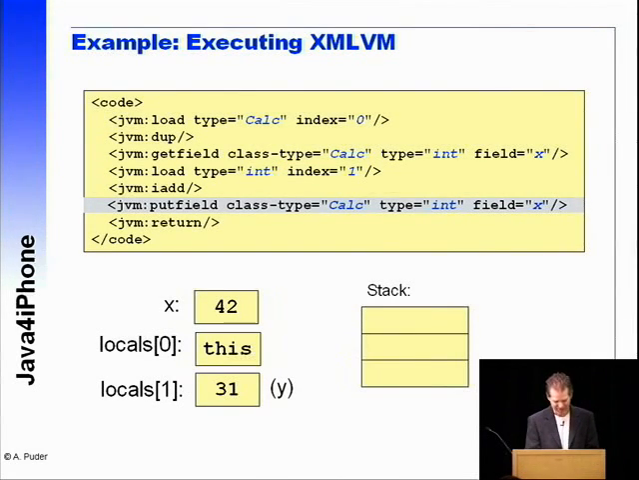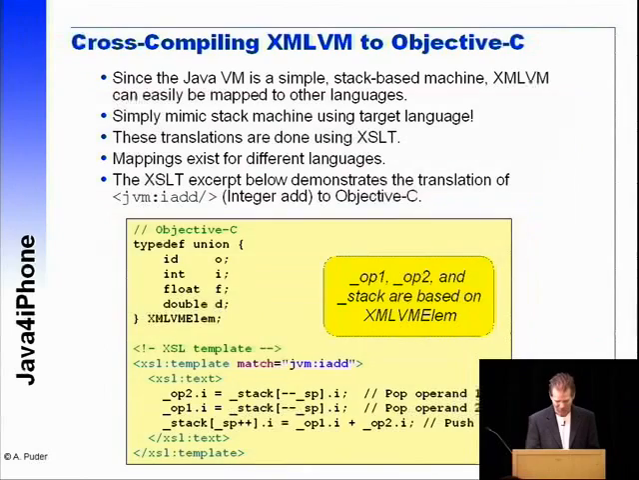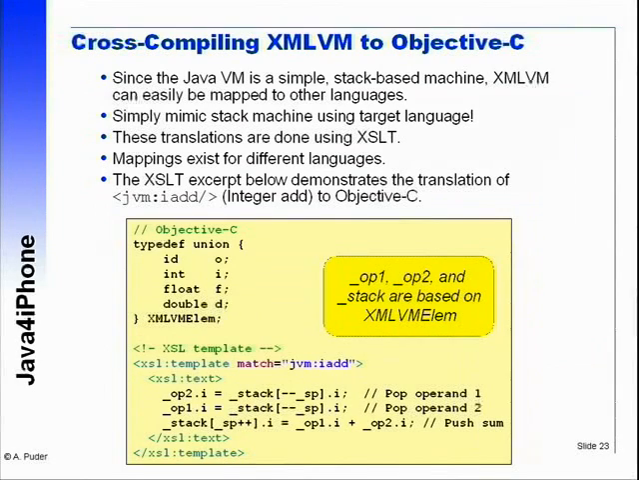Okay, so that's all good and fine. I've explained to you in great detail what this XMLVM looks like. But how do we go from here to Objective-C? What we do, and that may look a little bit awkward, is make use of XSL style sheets. Since we have this bytecode program represented through an XML document, we have written a style sheet that cross-compiles, or generates, Objective-C source code based on this XML document. And we do that by simply mimicking the stack machine in the target language, which in our case is Objective-C.